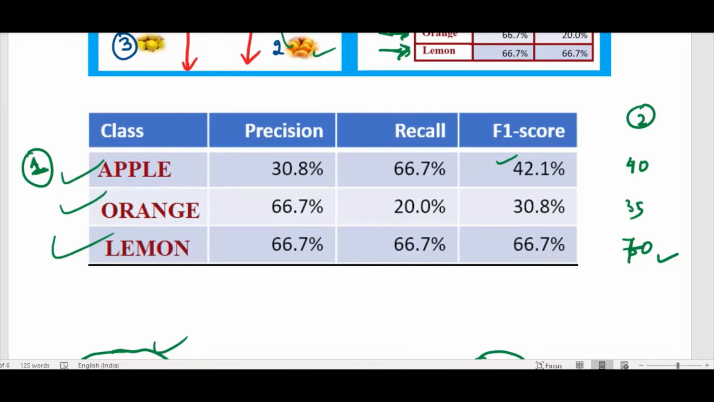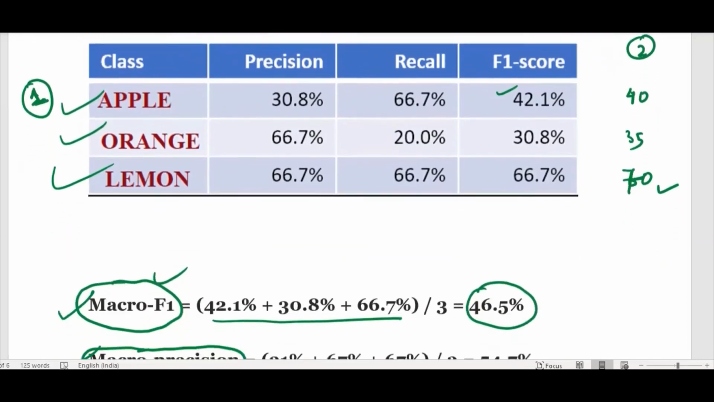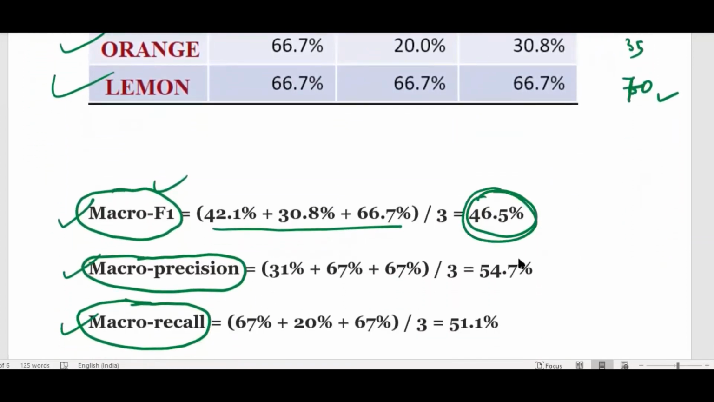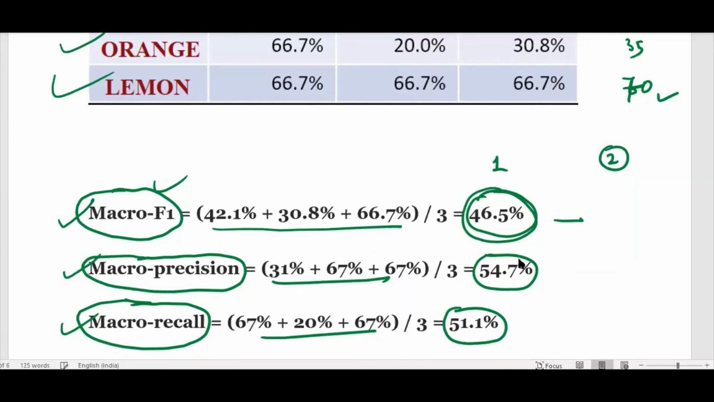So how can you compare one classifier? Suppose you need to choose a model to apply for a classification task. Which classifier will you choose? It's difficult. So if you find the average, you can compare one number. 46.5% F1 score, macro F1. This is called macro F1. Macro F1 means simple average, that's all. Then we have a weighted average also. So simple average you find, so that you will get 1 number. Okay, it will be very easy for you to compare. 1 number you will compare.